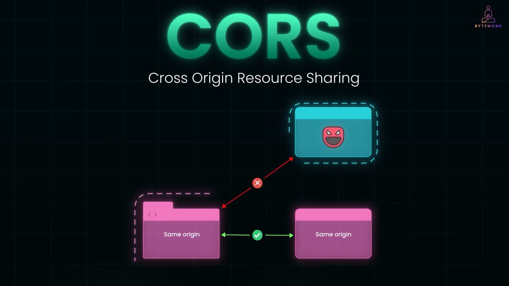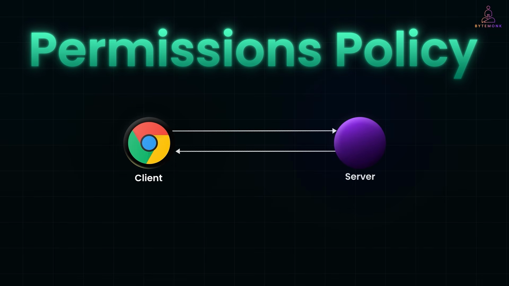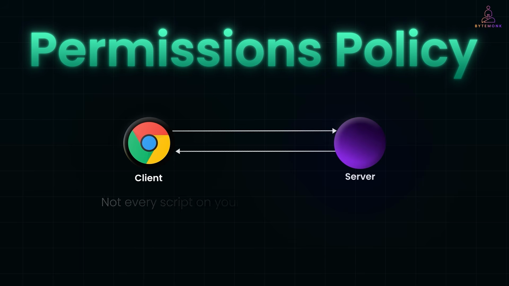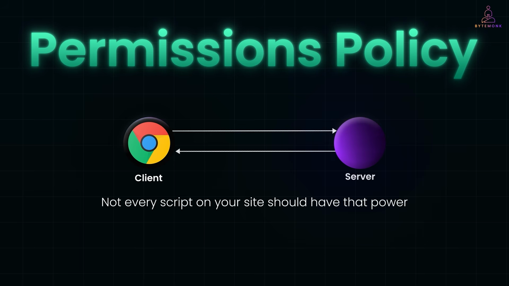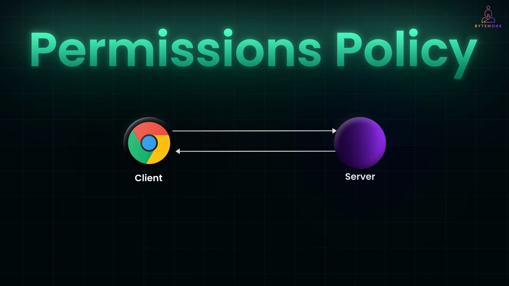They can also control what your site is allowed to do inside the browser itself. And that's where permissions policy comes in. Modern browsers give websites access to features like geolocation, camera, microphone, full screen, and even vibration. But here's the thing. Not every script on your site should have that power. Imagine embedding a third-party widget and it quietly asks for mic access. Yeah, not great. Permissions policy lets you take that control.